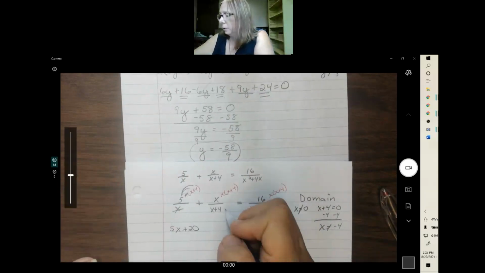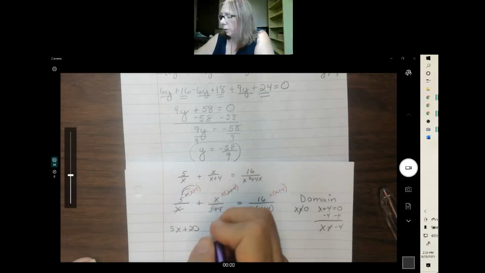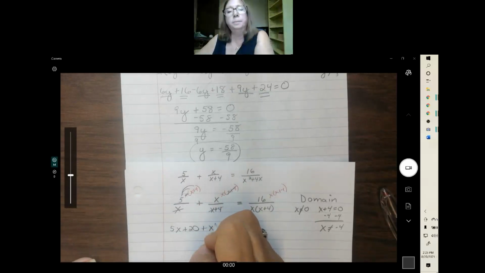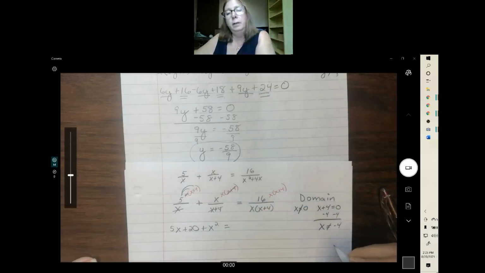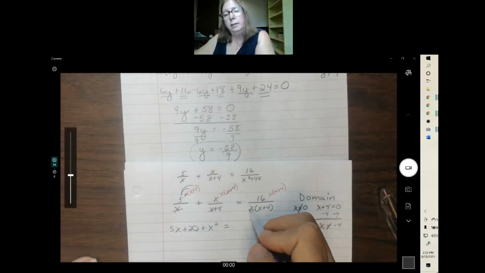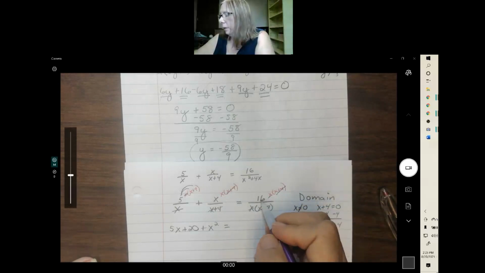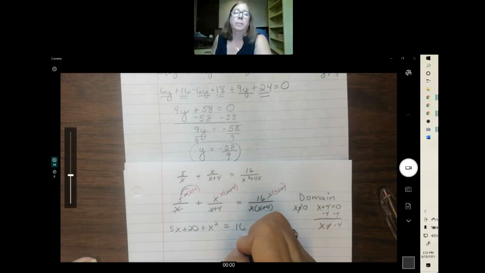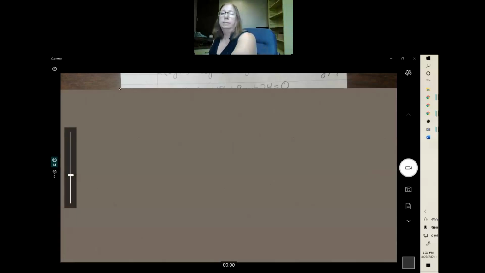The x plus 4's cancel and leave x times x, which is a positive x squared. And this one, x cancels and the x plus 4s. So we're left with it equal to 16. Any questions so far?